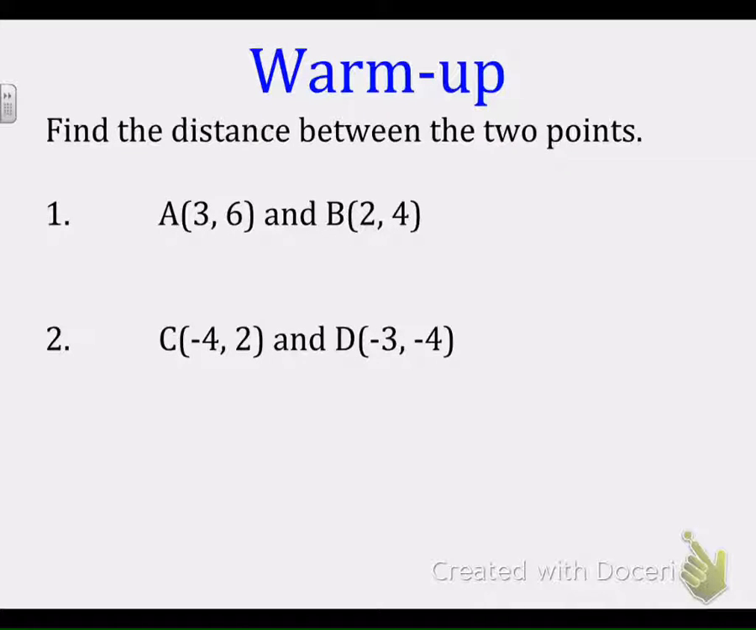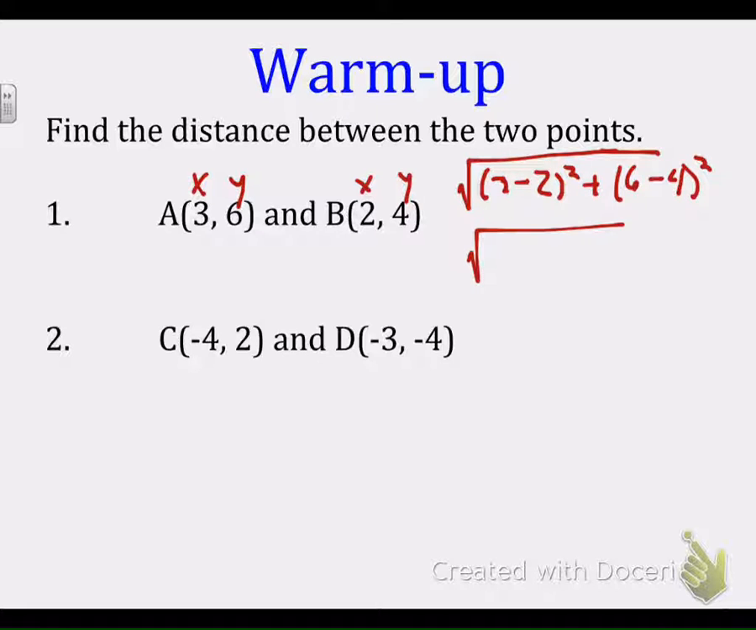Alright, we need to find the distance between the 2 points, so we're going to use that distance formula. This is x, this is y. This is x, this is y. So the square root of 3 minus 2 squared plus 6 minus 4 squared. So this would be the square root of 1 squared plus 2 squared, which is equal to the square root of 5, and that would be 2.2.